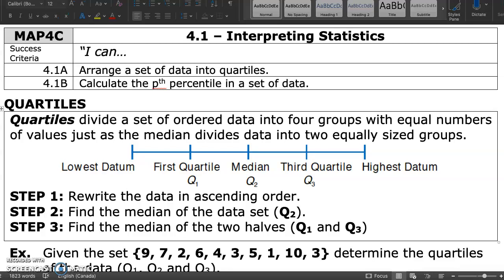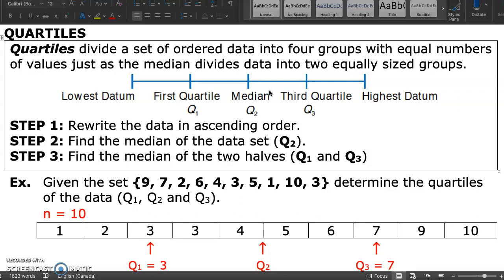MAP4C 4.1 Interpreting Statistics. What we're going to do today is learn the concept of quartiles as well as percentiles. So starting off with quartiles, quartiles divide a set of ordered data into four groups with equal numbers of values, just as the median divides the data into two equally sized groups.